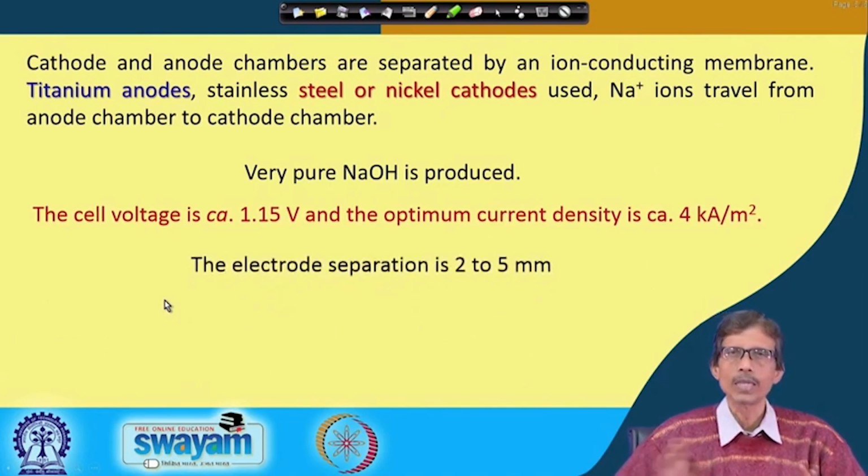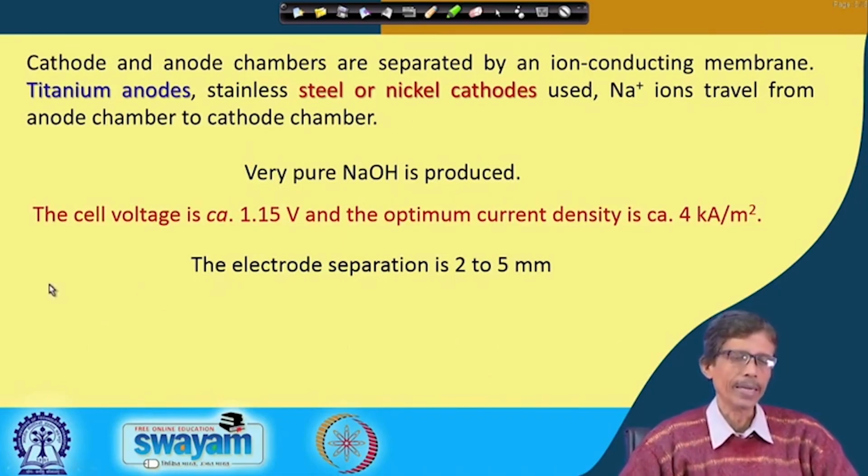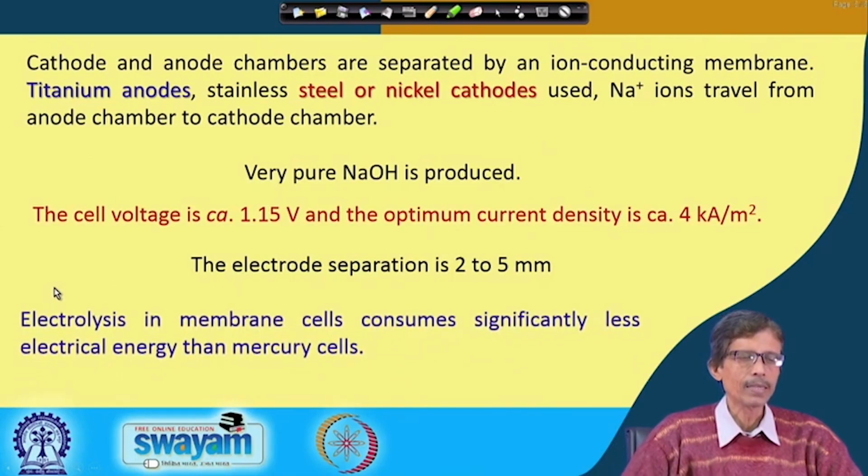So, it is a constant voltage electrolysis technique, and the current density should also be known. The electrode separation is not much, very fine, only 2 to 5 millimeter apart. You can put the electrodes together, the only thing is that you have the membrane barrier. So, this barrier is important. Electrolysis in a membrane cell consumes significantly less electrical energy than a mercury cell. So, that is the major advantage as we move on one after another.